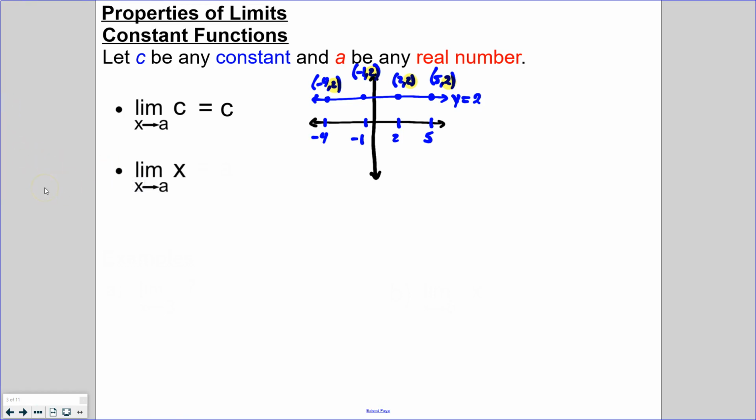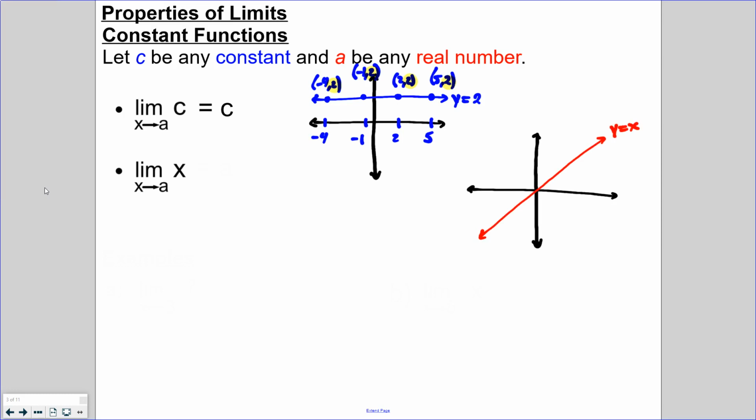The next property is the limit of x. So the limit as x approaches a of the function x. And now this one isn't that bad either. And again, to demonstrate that, we're going to take a look at a graph. So if I were to graph y equals x, again, y equals x is going to bisect the third and the first quadrant.